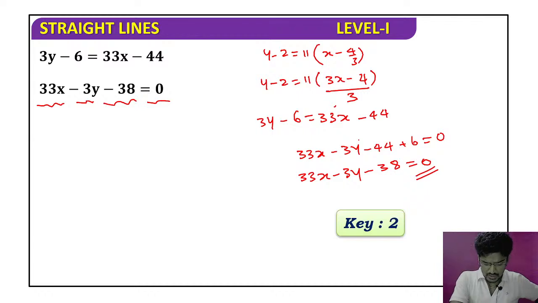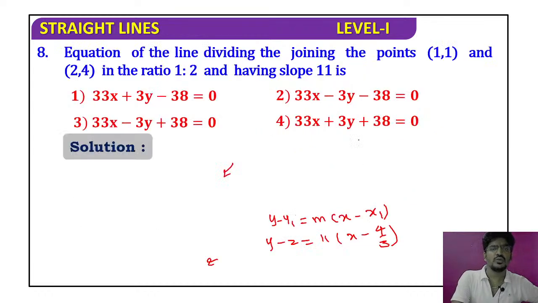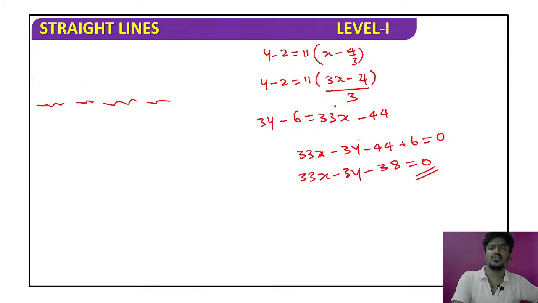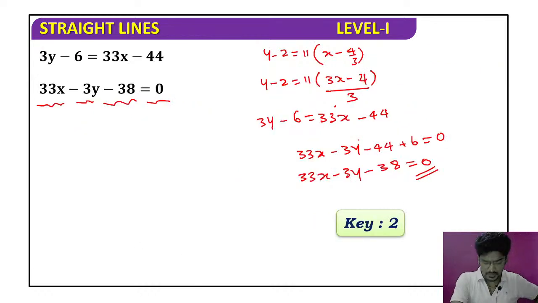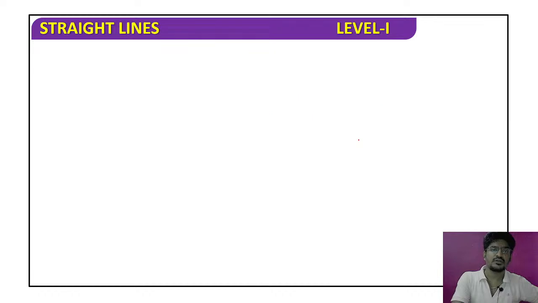Clear? So option 2 is going to be the correct answer. That you can see in option 2: 33x minus 3y minus 38 equal to 0. So option 2 will be the right answer. Clear?